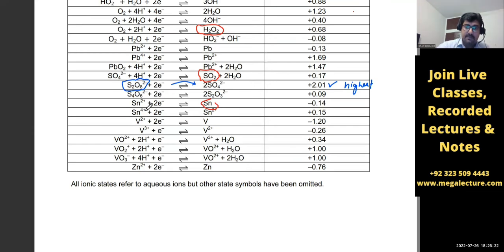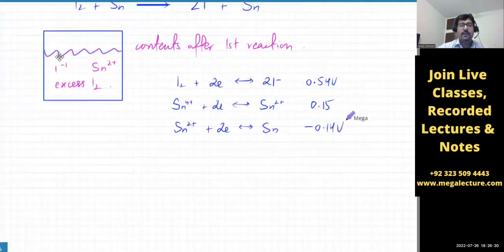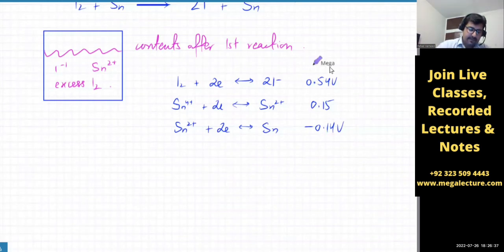And this one is minus 0.14. So now there's a chain reaction. There's another reaction that's going to happen after the first reaction has happened. So who's the higher potential in all of these? The higher is the first one.